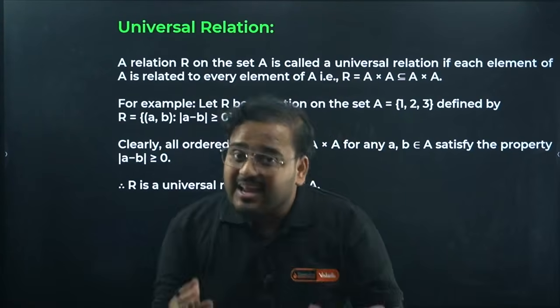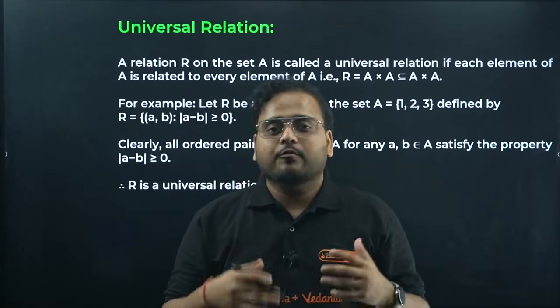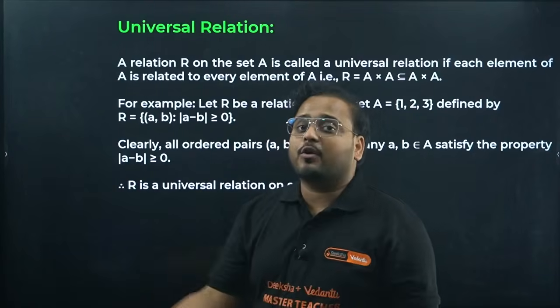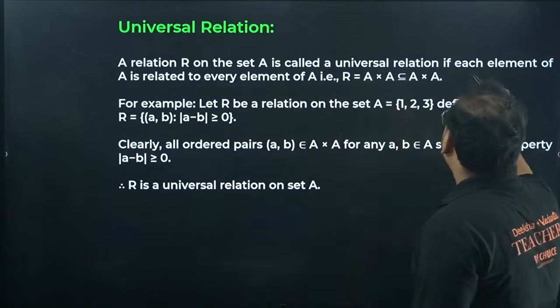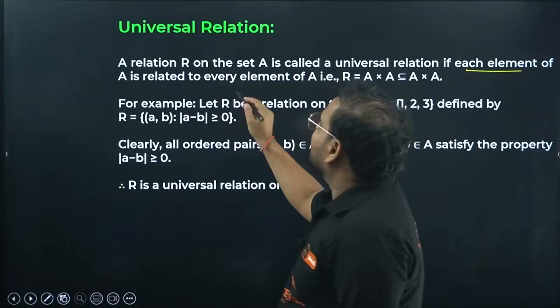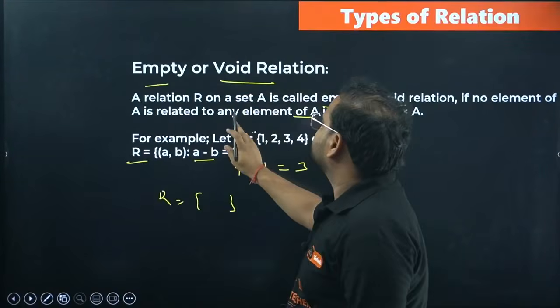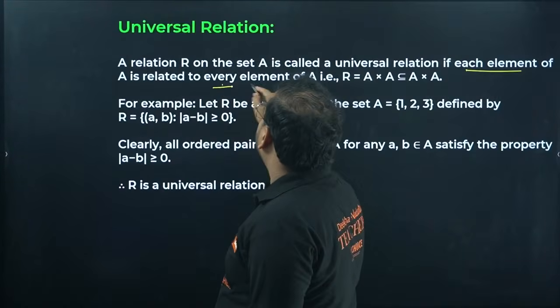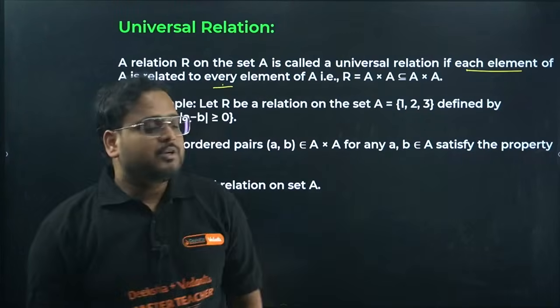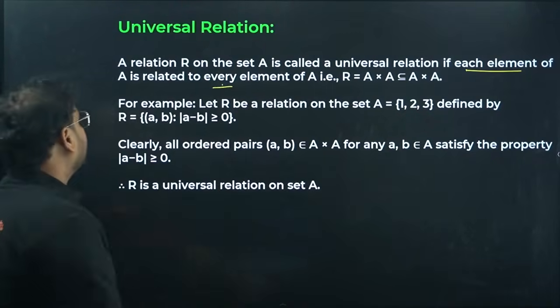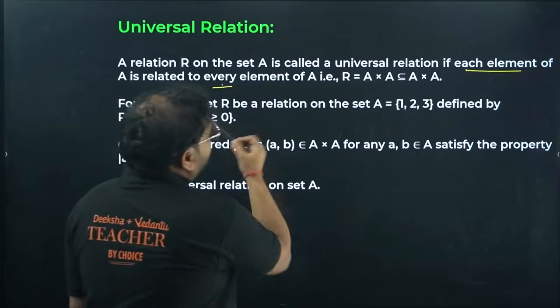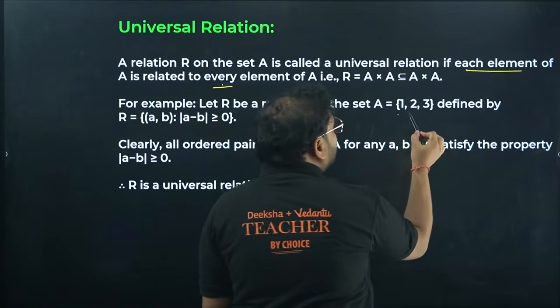It means where every element given in the set will be related to each and every other element of the set. So a relation R on the set A is called universal if each element of the set is related to every element of the set A. Basically R = A cross A, which is a subset of A cross A.